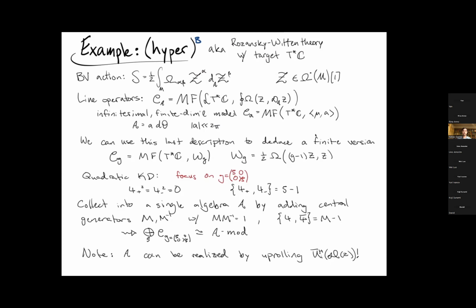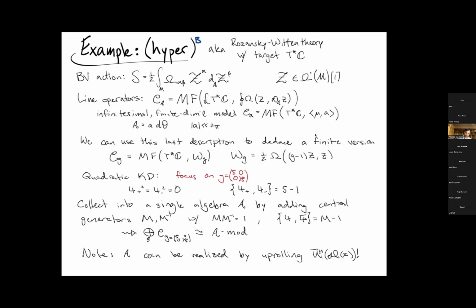But we can actually do a little bit better. We have all these fibers labeled by zeta, but we can collate them all into a single algebra, or rather modules for a single algebra A, by adding a new generator to this exterior algebra generated by psi plus and psi minus that I'm calling M. It's going to be an invertible generator. So we have M and M inverse, and their product is one. And we're going to make them central. So they commute with everything. They commute with psi plus and psi minus.